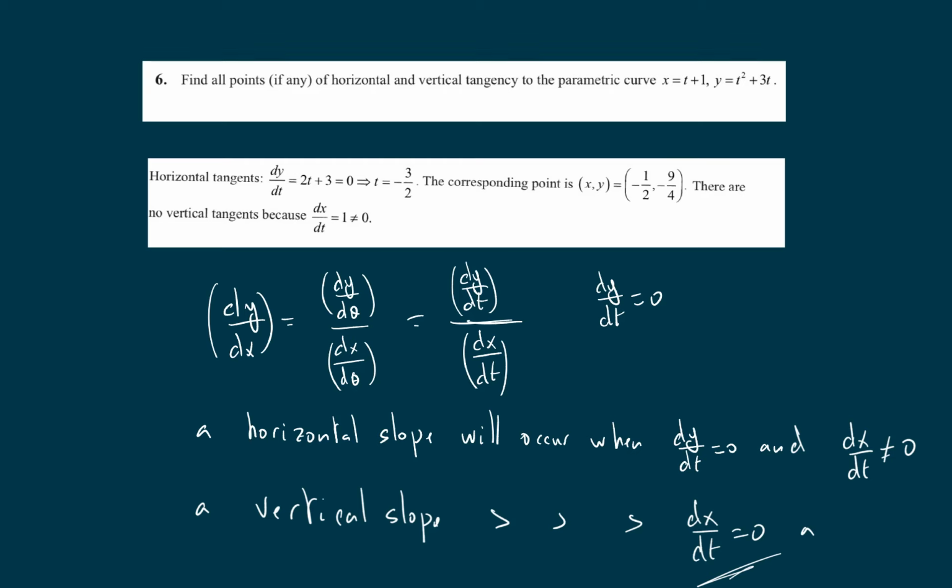Vertical slope is when the derivative of x with respect to t is 0. The derivative of x with respect to t is 1, so it's never 0. 1 is never 0, so there is no vertical slope in this parametric equation. So the y of x will not have any vertical slope. I hope it's clear. Let's go to the next problem.